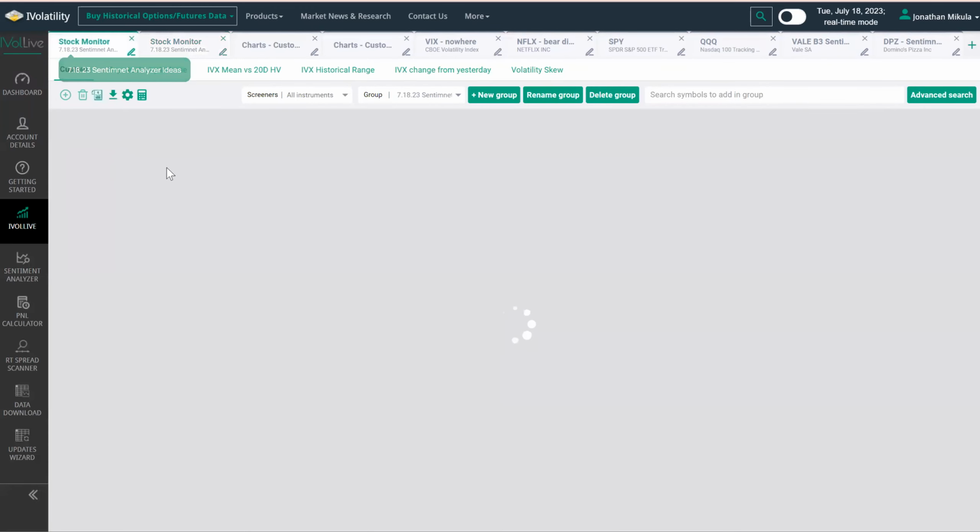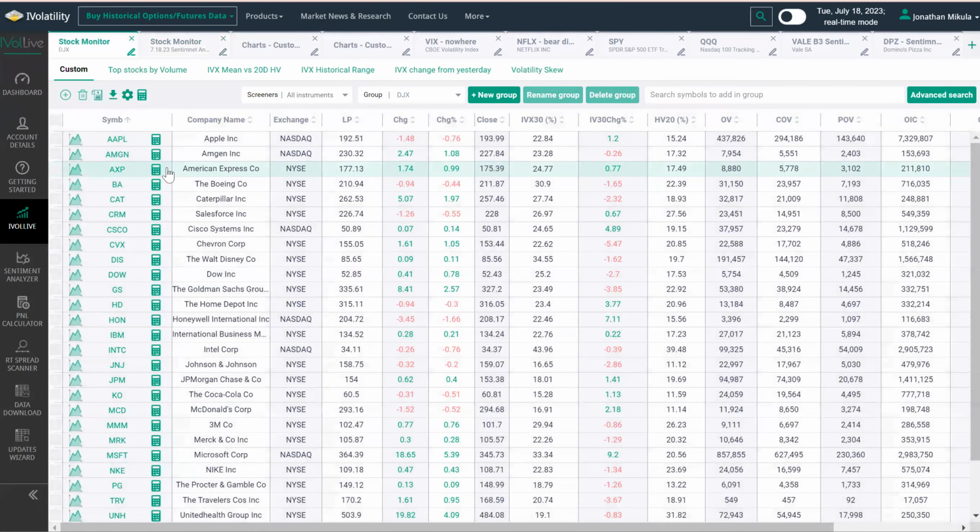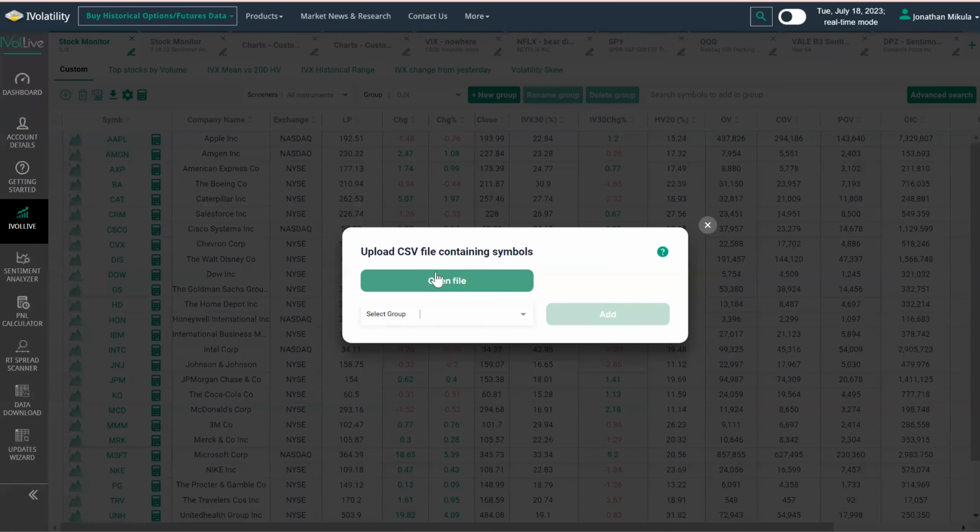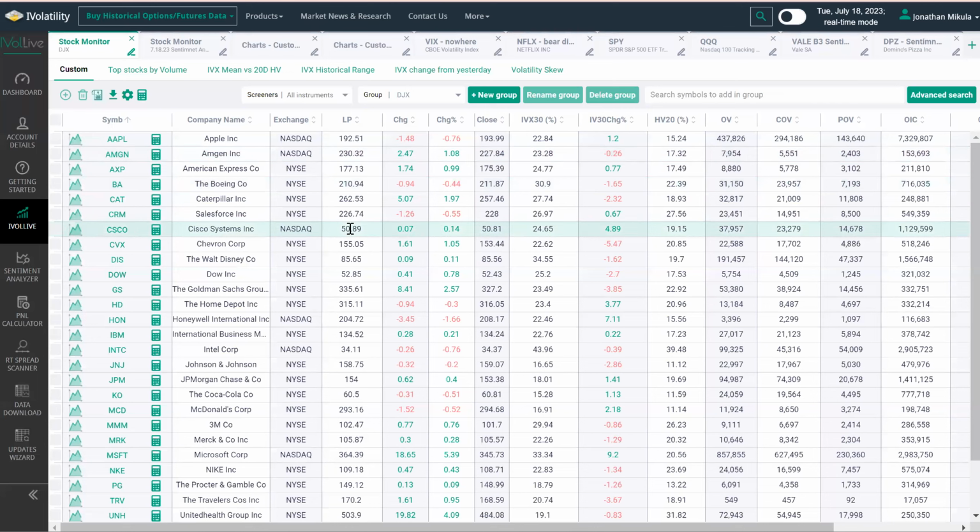So that's very easy. Also, if you are currently having anything in a CSV format, whether that's Excel, Notepad, Word, whatever, you could just come here and you can add to group from file. You would just open the file from your computer or your device, select the group you want to add it to, hit add, and then those will populate. All you need is the ticker symbol, and the ticker symbol has to be in CSV format. So with that being said, that is the meat and potatoes of Sentiment Analyzer.